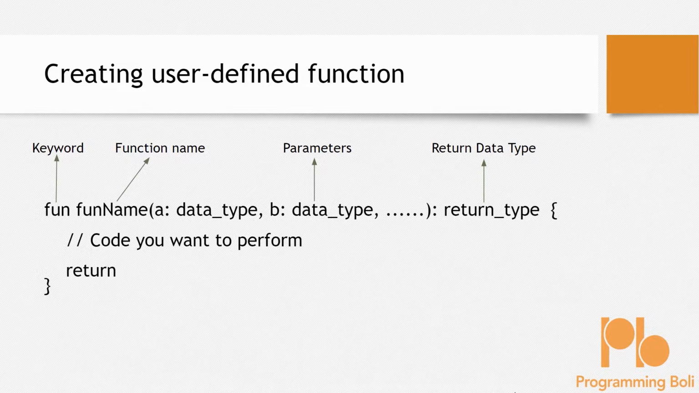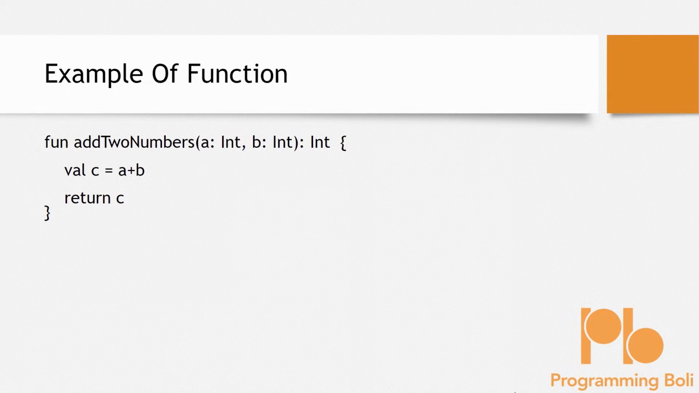So let's see the actual example of the function. Here I created a function whose name is add two numbers. Here a is a variable and b is a variable. These are the two numbers. Now as you can see, a and b have a type of integer, and the return type is integer. Here you can see this is the return type of integer. Now here it is written val c = a + b. Now I took a variable c, which will have the sum of a and b.